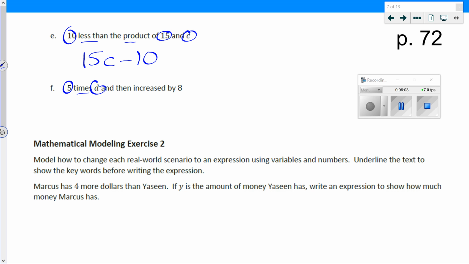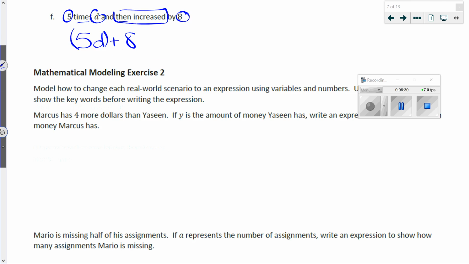5 times D and then increased by 8. Now, normally when I see something like "and then increased," that's telling me I need to do a parenthesis because it's saying I have to do the other thing first. But again, because I'm multiplying before I add, you don't necessarily have to have it in this one. Is it starting to make more sense to you guys? Yeah. Good. Because now we're going to give you full word problems and let you model it.